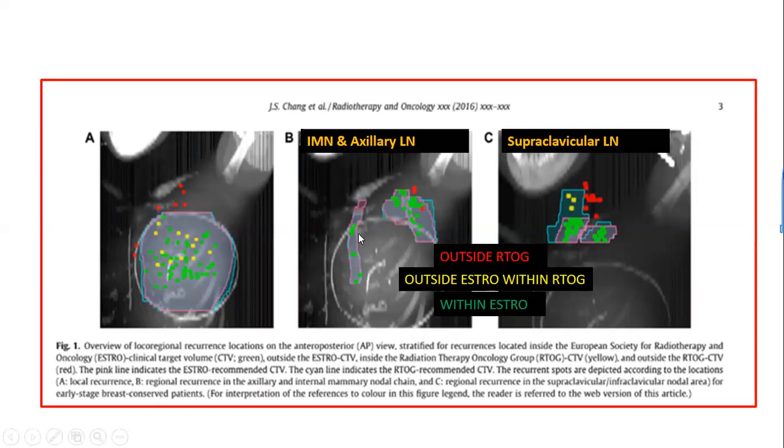So you are saying that since the RTOG is by and large a bigger volume compared to ESTRO, they have seen relapses within ESTRO, relapses outside ESTRO but within RTOG, and some relapses outside RTOG itself. So in IMN and axillary lymph nodes, relapses outside the bigger RTOG volume are very few. But in the case of the supraclavicular region, there are some relapses even outside the RTOG, which cannot be addressed even by the bigger RTOG volume. Yes, it was clear.